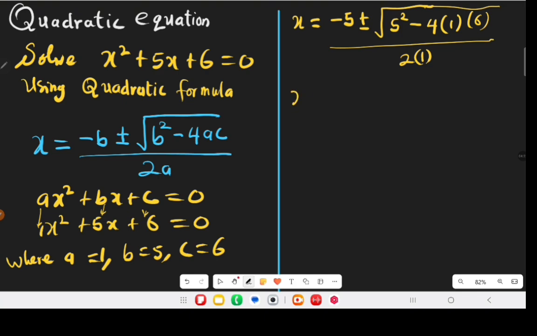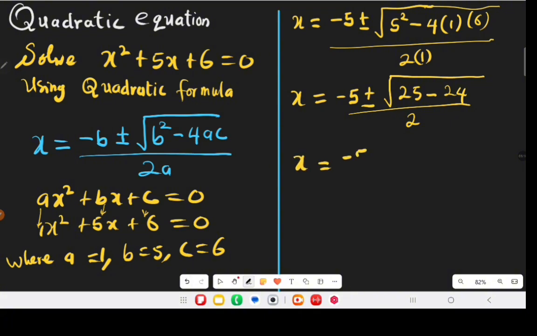When we continue, we have x equal to minus 5 plus or minus square root of 5 squared is 25 minus 4 times 1 times 6 gives us 24, all over 2 times 1 gives us 2. x is equal to minus 5 plus or minus square root of 25 minus 24 gives us 1, all over 2. x equal to minus 5 plus or minus square root of 1 is 1, all over 2.